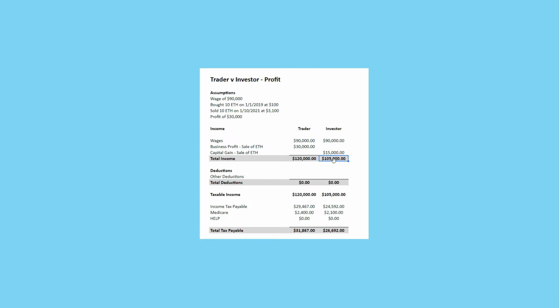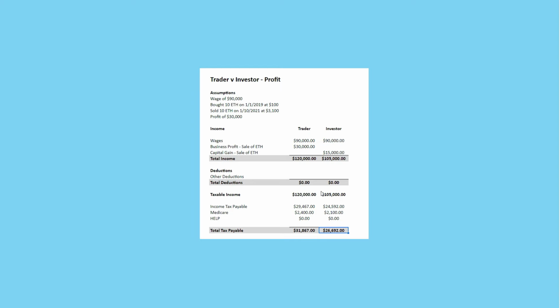The other 15 grand, paper in our pocket, digits on a computer screen. And you can see the impact that has on tax. We're only paying $26,692 in tax. There's like a $5,000 odd saving there. How awesome is that? So that's an example of how being an investor can trump being a trader when it comes to a profit and we're holding things over a longer time period.